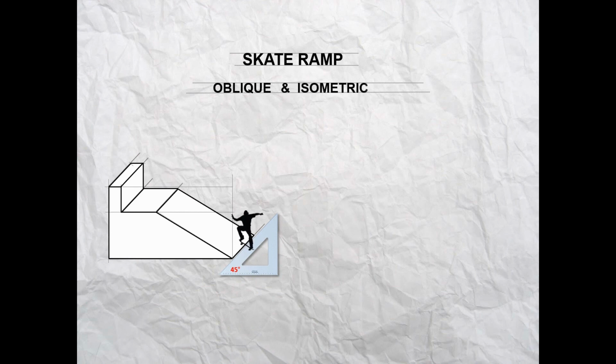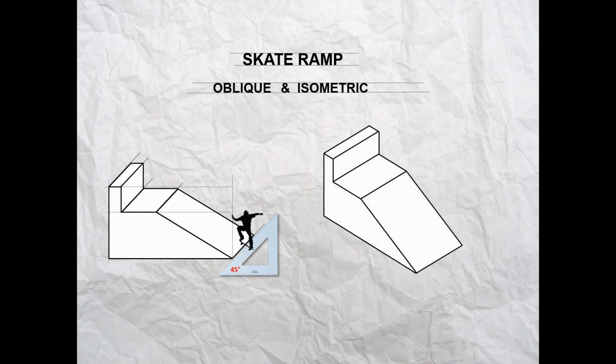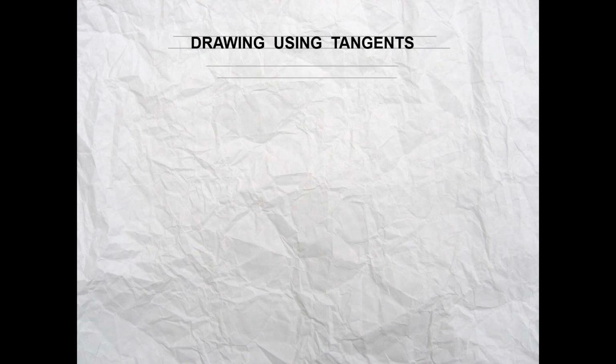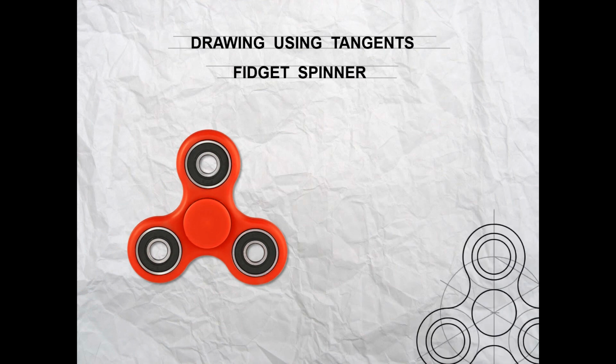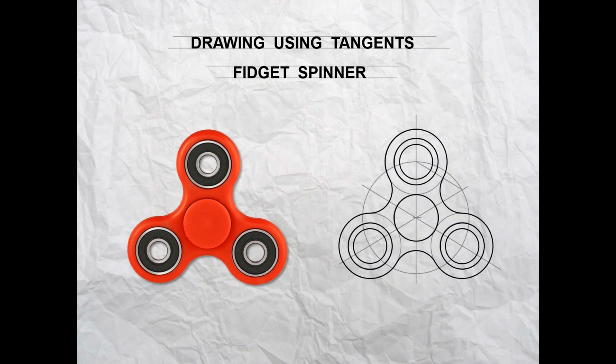They're also going to be drawing an isometric of the shape, and in order to do that, they'll be using a 30-degree set square in this direction, and also the 30-degree set square in this direction. So that's one example. Let's take a quick look at another example. So this drawing is a drawing using tangents and of a currently familiar object, the fidget spinner. So we just start off by showing them the object that they're going to draw, and then show them what their final drawing will look like.